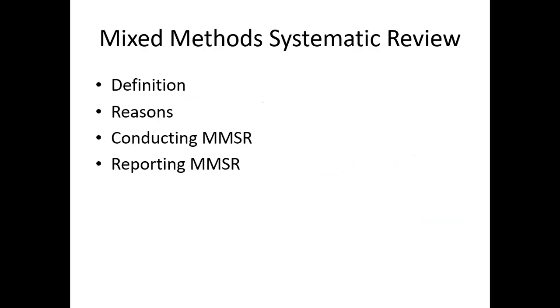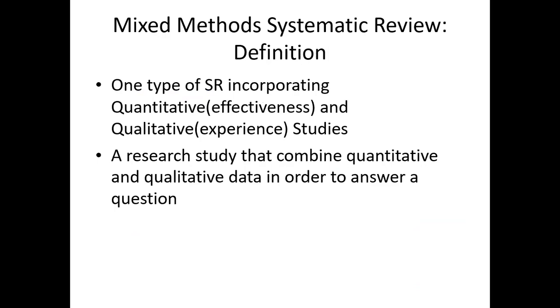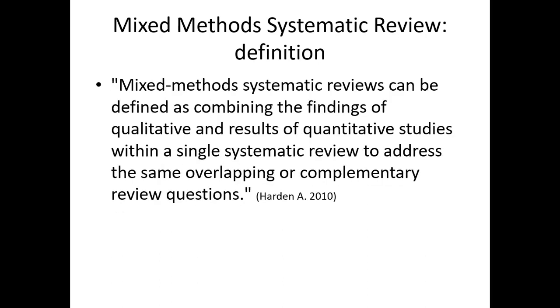So we are done. We have remaining, I think, two more. This is a mixed method systematic review. Of course, you have to combine quantitative and qualitative data in order to produce this review. Next. A mixed method systematic review can be defined as combining the findings of qualitative and the results of quantitative studies within a single systematic review to address the same overlapping or complementary review questions. Continue.